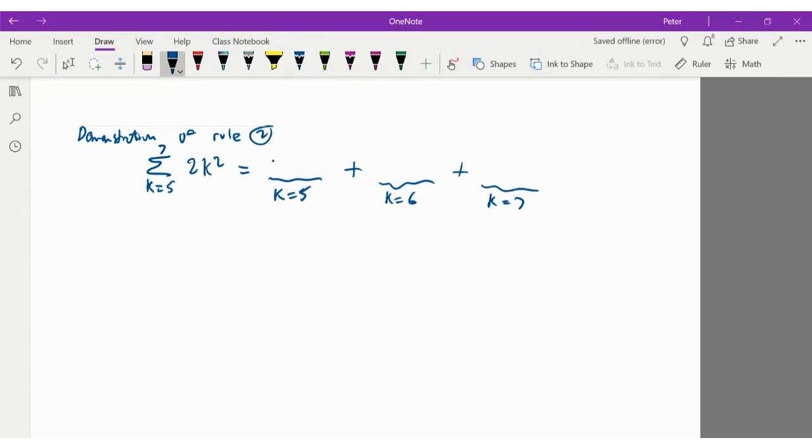This is going to be 2 times, I replace the k with a 5 squared like that, plus 2 times 6 squared plus 2 times 7 squared. So that equals 2 times 25 plus 2 times 36 plus 2 times 49. And that should come out to, 50, 72, 98, so this should equal 220.